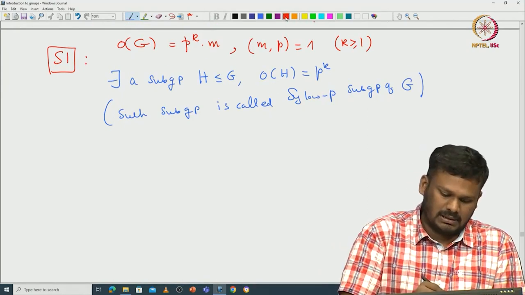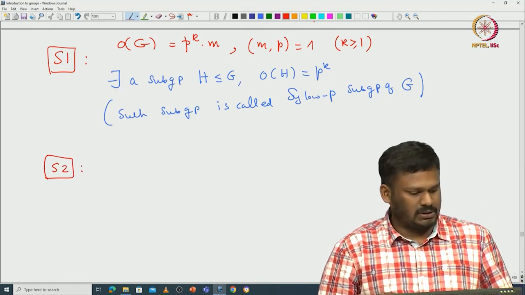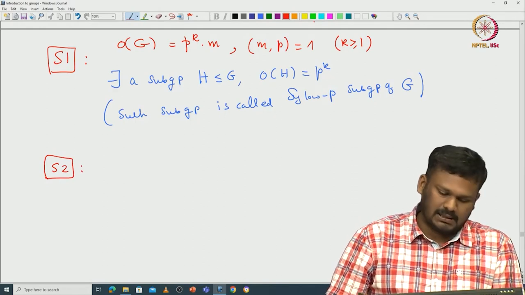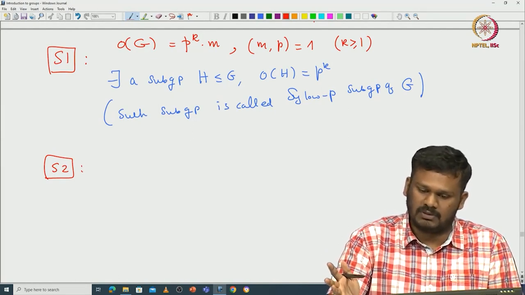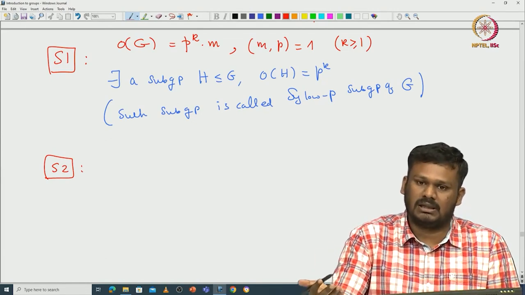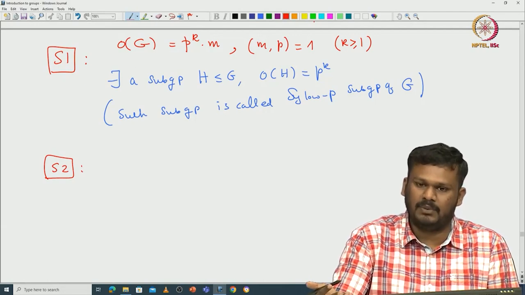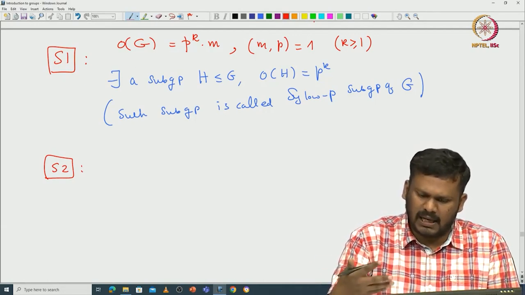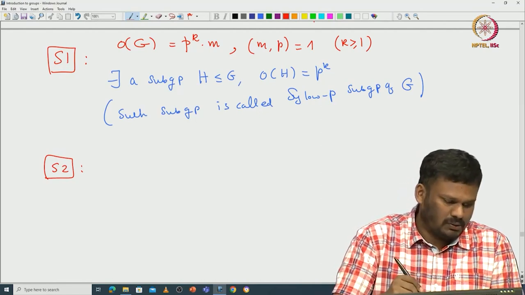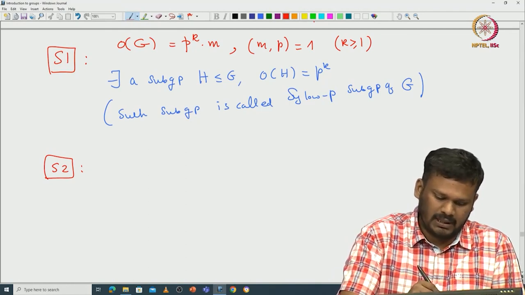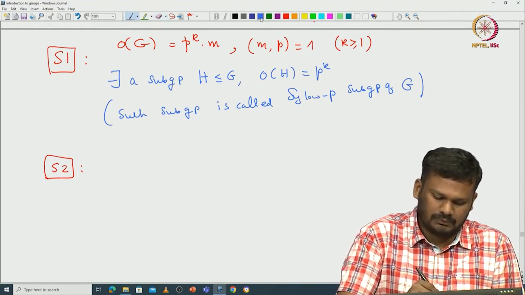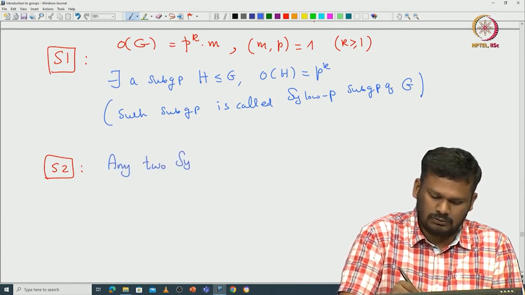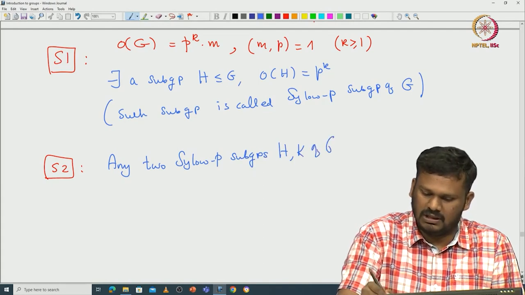Now let us state the second theorem. The second statement of Sylow's theorem compares two different Sylow p-subgroups. You fix p and look at Sylow p-subgroups. A Sylow p-subgroup, by definition, is a subgroup of G whose order is p to the power k, where p to the power k is the highest prime power that divides the order of G. Now take two different Sylow p-subgroups, say H and K of G. Any two Sylow p-subgroups H and K of G are conjugate.